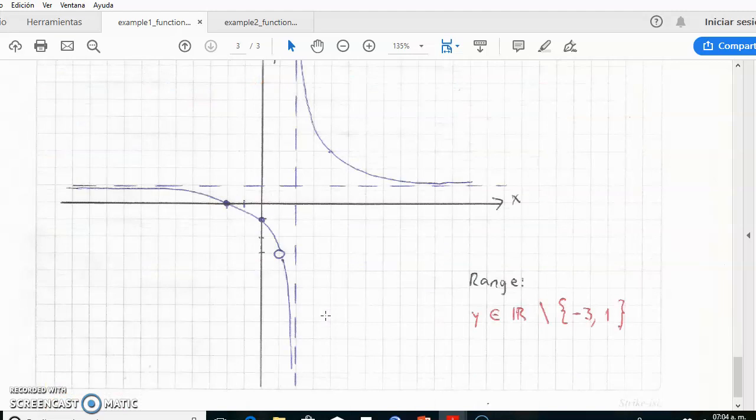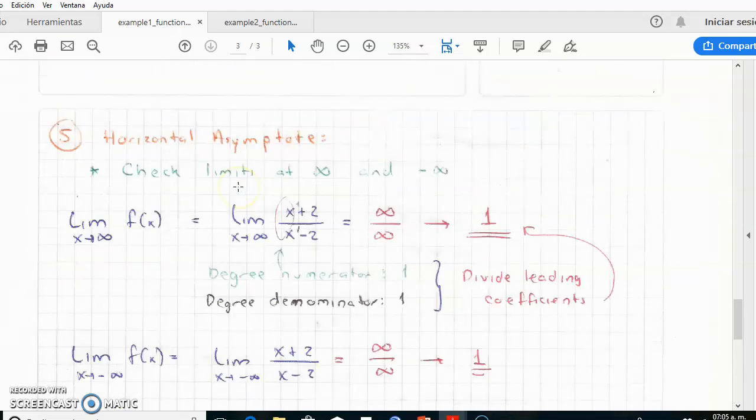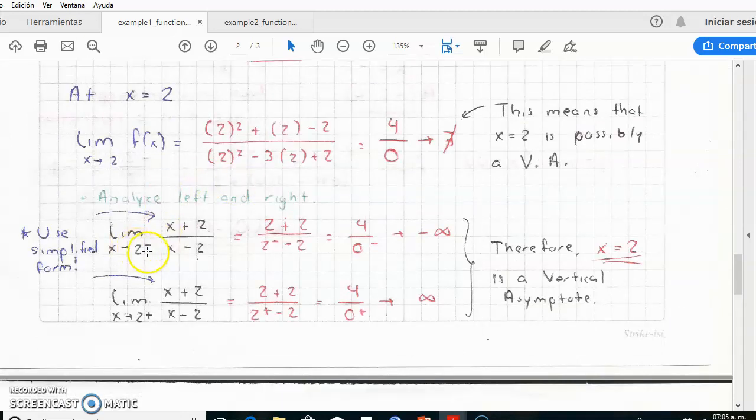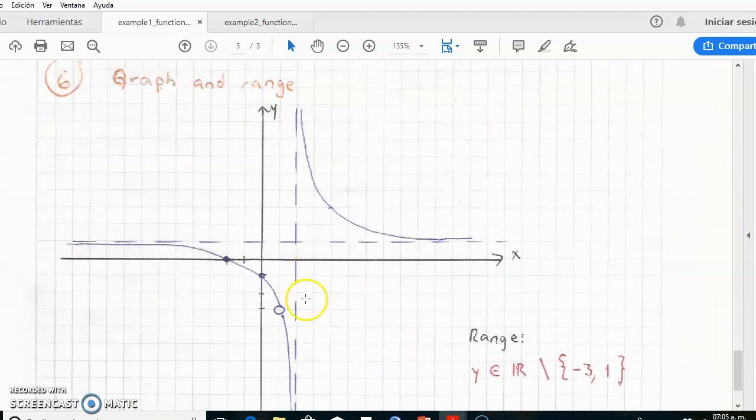according to my information, the horizontal asymptote was y equal to 1, the vertical asymptote was x equal to 2, the x-intercept at (minus 2, 0), the y-intercept at (0, minus 1), and the gap was at (1, minus 3). Therefore, this is going to be the graph, but also by checking the behavior before and after the asymptote. If you remember from the limits, before the 2 it was negative infinity, after the 2 it was infinity.